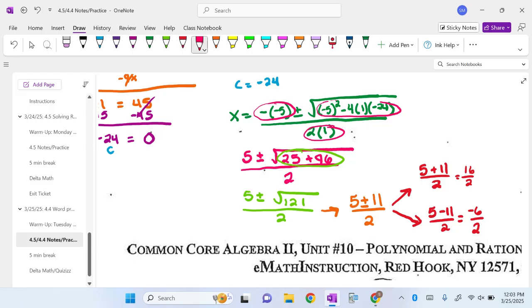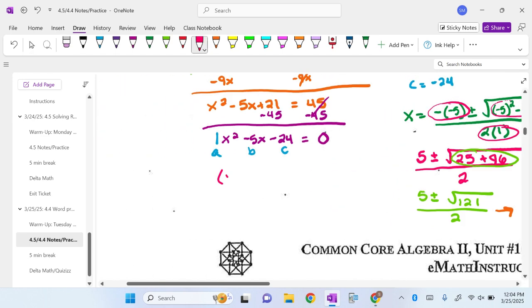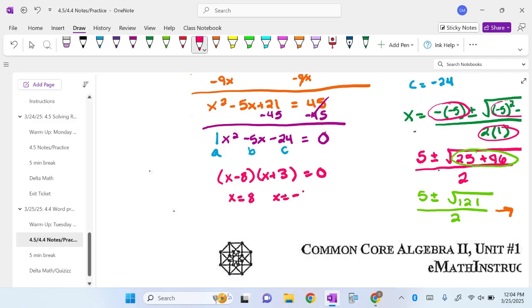And then this one simplifies down to 8. This one simplifies down to negative 3. And those are your two answers. And you would have gotten that in far less steps if you just factored this as x minus 8 times x plus 3 is equal to 0. X is still equal to 8. X is still equal to negative 3.